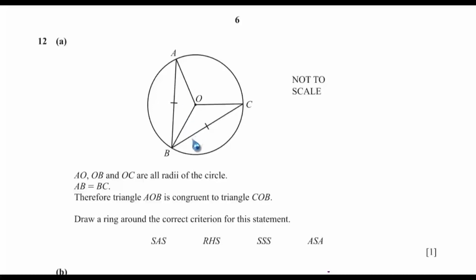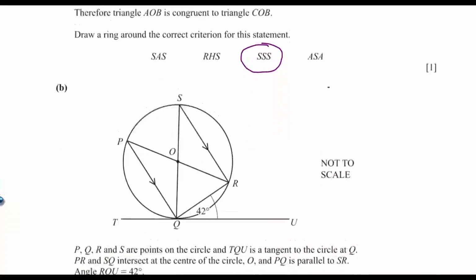So if you compare the two triangles, the two shapes, you see that AB and BC are equal as we were told. Also, OB is common to the two triangles. Then OA and OC are equal because they are both radii. So that means we can pick this. This will be the corresponding criterion. So similar sides. So let's go to 12b.